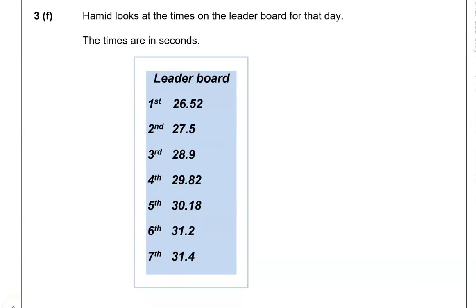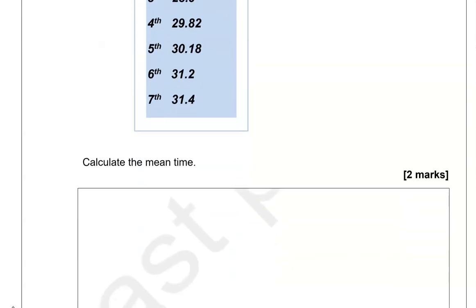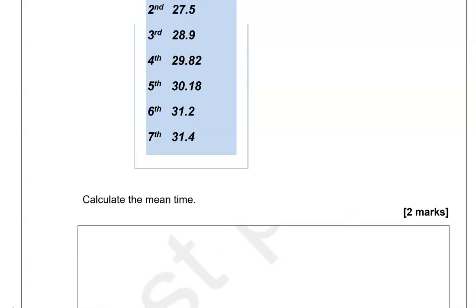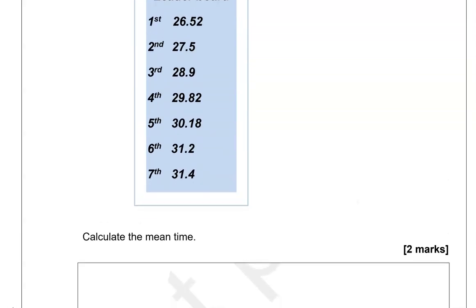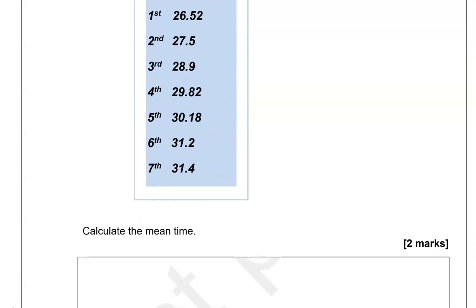Hamid looks at the times on the leaderboard for that day. The times are in seconds. Calculate the mean time. So we'll have to add and then divide that total by 7 because we've got 7 numbers.